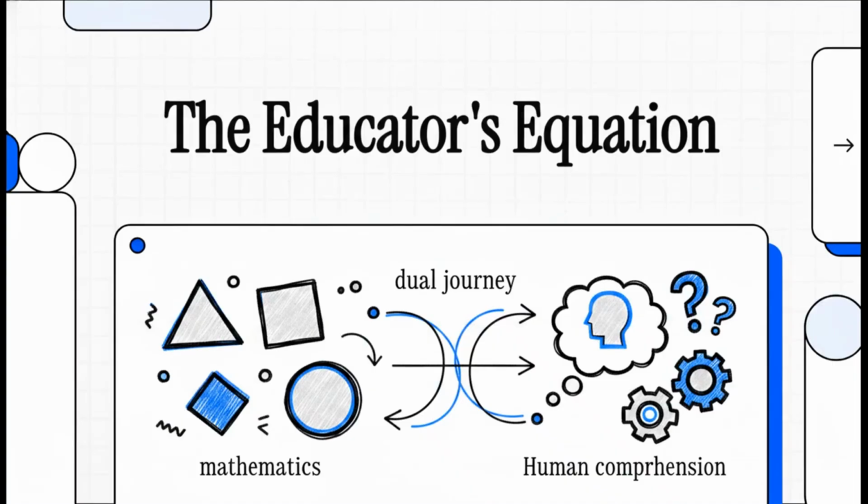Welcome to this explainer. Today, we're diving into a really fascinating collision of two completely different worlds. On one hand, you have the strict, unyielding rules of pure mathematics. And on the other, the incredibly complex, nuanced science of figuring out if a student has actually learned those rules. It's a wild journey from abstract numbers to human comprehension, so let's break it down together.